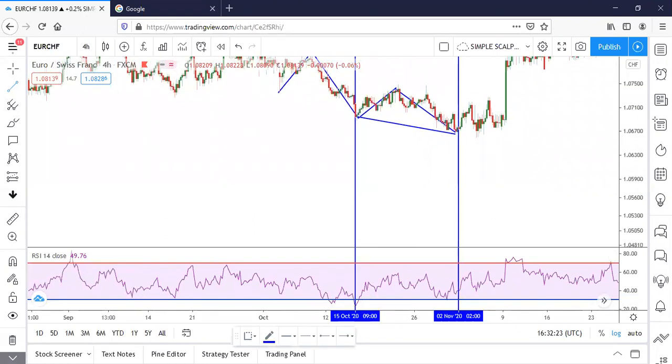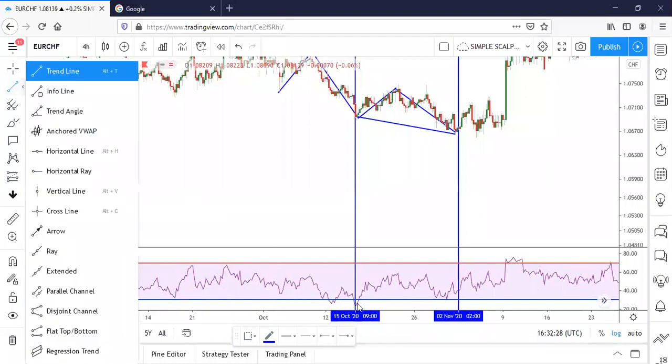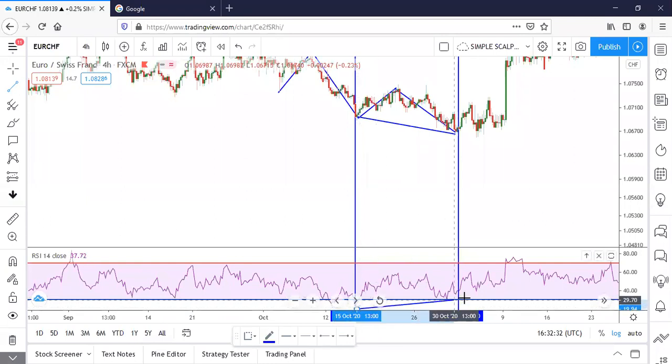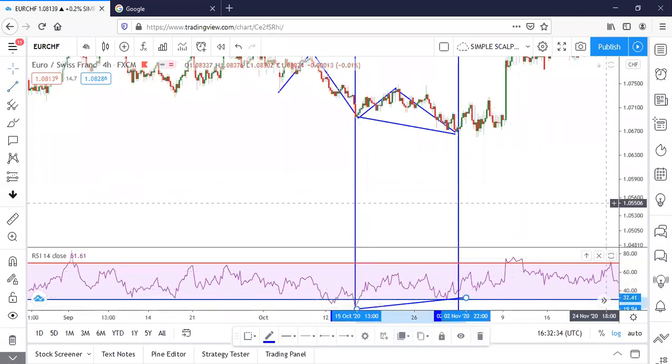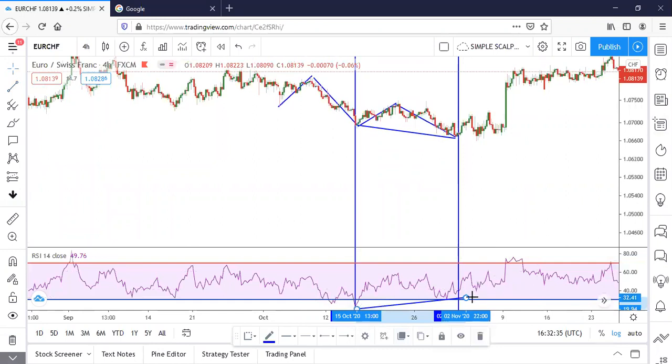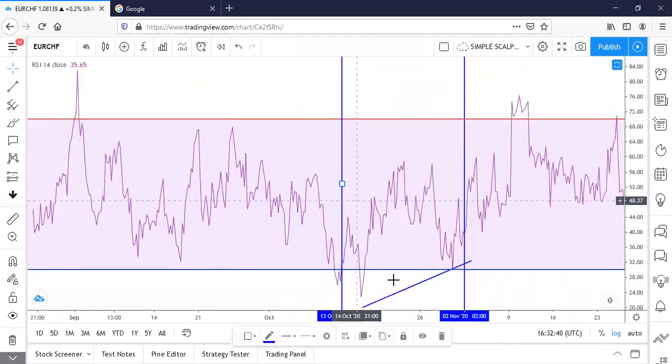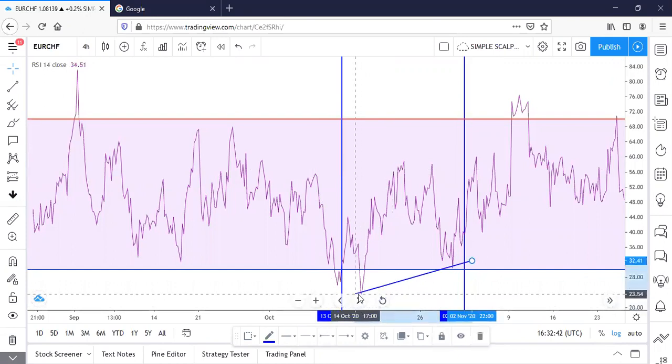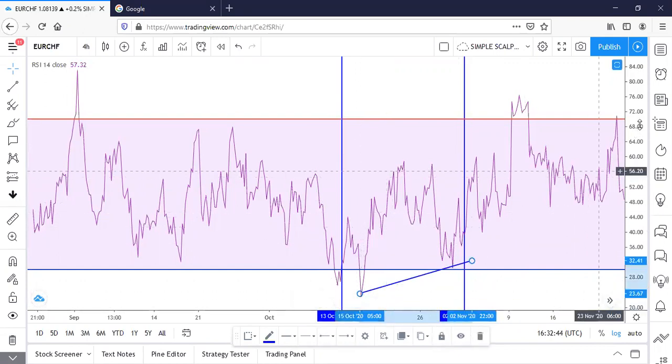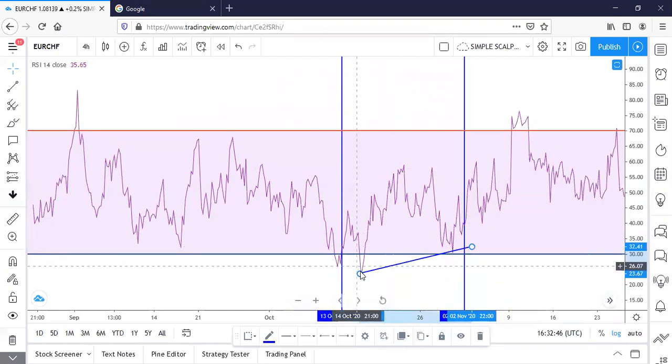Let me take this just a minute. Okay, great. Can you see right now, guys? Let me try to enlarge this. Can you see what price is giving us right here? Okay, this is a perfect divergence right here. I just want to enlarge this so that you can see it very well.